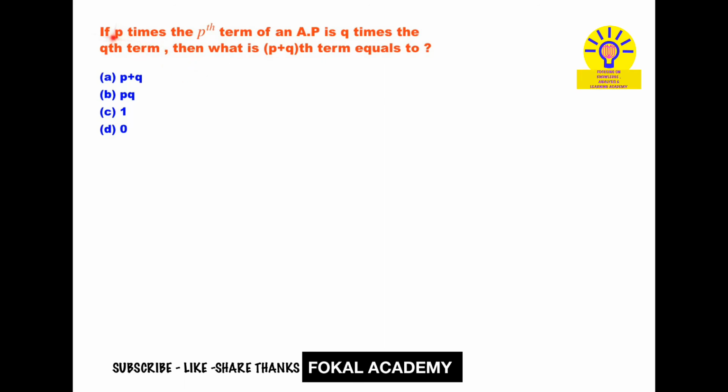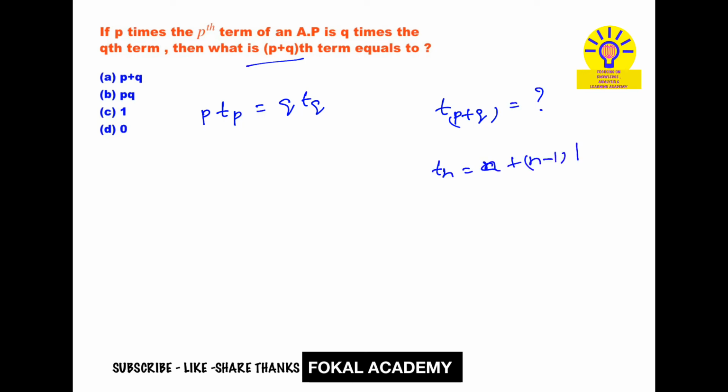See here, if p times the pth term of an AP series is q times the qth term, then what does the (p plus q)th term give? So this is the question. From the problem, p times the pth term is equal to q times the qth term. Then what is the (p plus q)th term? This is the question. But we know that the nth term is equal to a plus n minus 1 into d. So this is the nth term formula for an AP series.